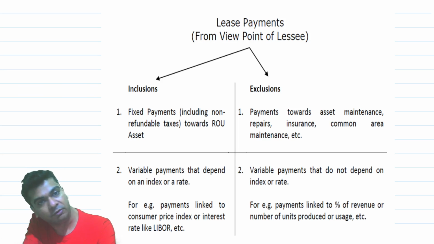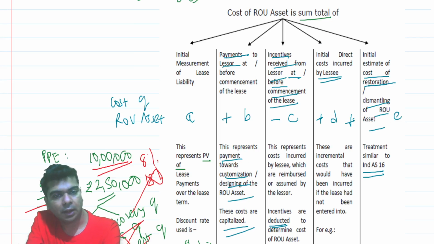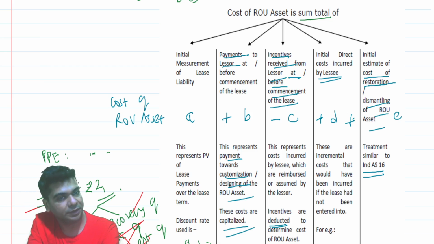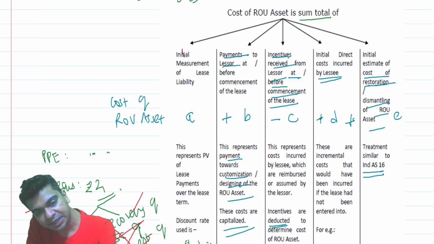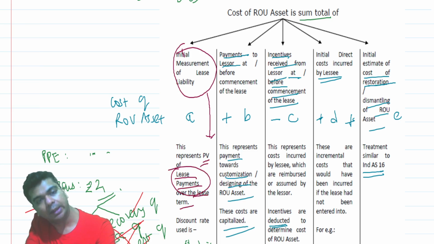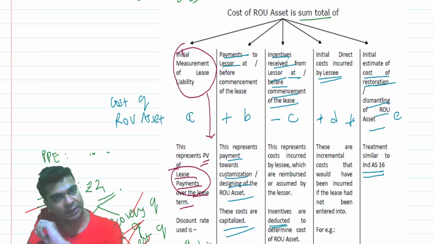In the earlier episode, when we were discussing the cost of ROU asset, we suggested that the cost of ROU asset shall include present value of lease payments. I'll take you to the earlier note. Let me clear it up a bit for you. Here it is. We are saying it is the initial measurement of lease liability. And here we say that this represents present value of lease payments over the lease term. It is this thing, lease payments. That is what we are now attempting to understand.